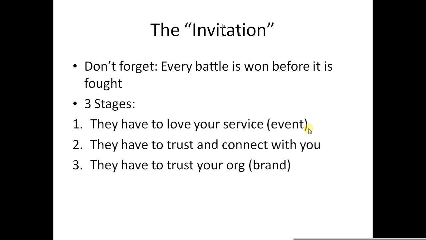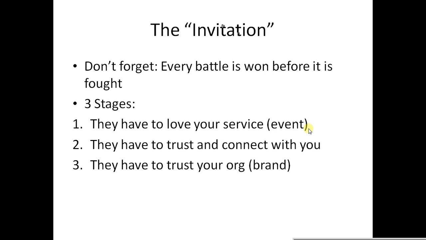In the invitation, you can't forget that every battle is won before it's fought. That's an old saying by, I believe, an Asian general. I forget his name at the moment, but every battle is won before it's fought, and that's really what it is. I mean, when you're gathering intelligence and you're asking the right questions, you're finding out what it is. Also, when you're putting a system in place, you're figuring out what it is.